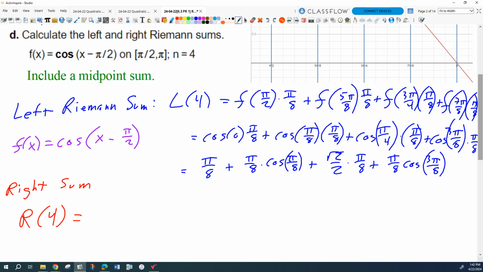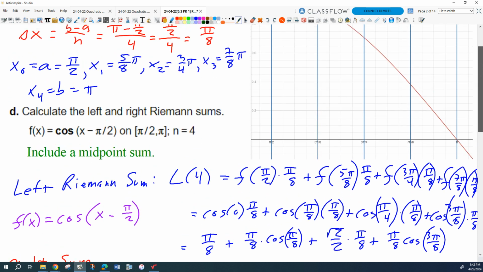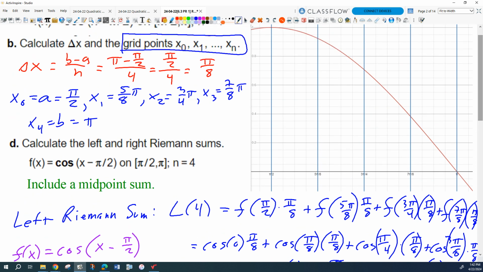What do you know? Wouldn't you agree the left edge of the second rectangle is the same as the right edge of the first rectangle? Because if we look at our picture up here, what did we just do with our left sum? So we started at pi halves. Here's x sub 0. X sub 1 was 5/8. X sub 2 was 3/4 pi. X sub 3 was 7/8 pi. And x sub 4 was pi, right?